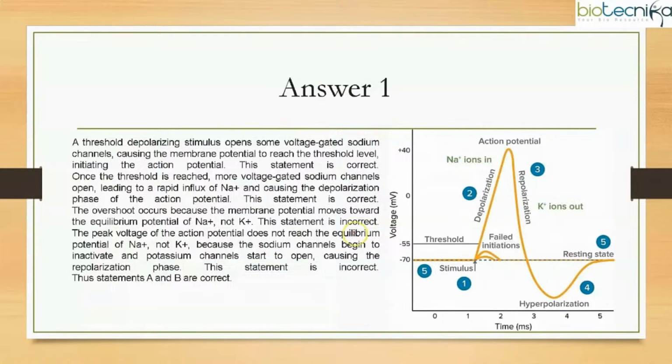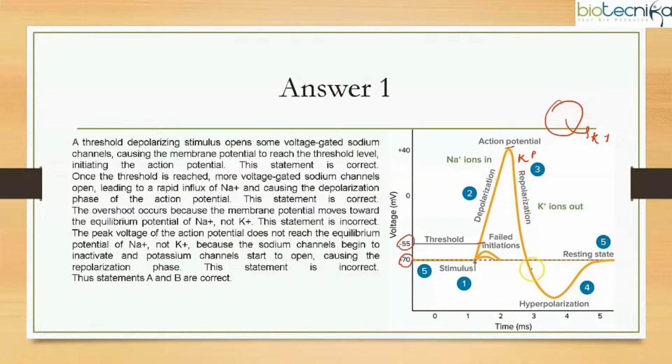Now let us see this graph. You can see there is a stimulus. There is depolarization, and it will reach a threshold. Resting membrane potential is minus 70, it will reach a threshold of minus 55, and then it will depolarize and try to reach towards the equilibrium potential of sodium, but it won't reach. Before that, sodium channels will close and potassium channels will open. So potassium will now move outside of the cells.